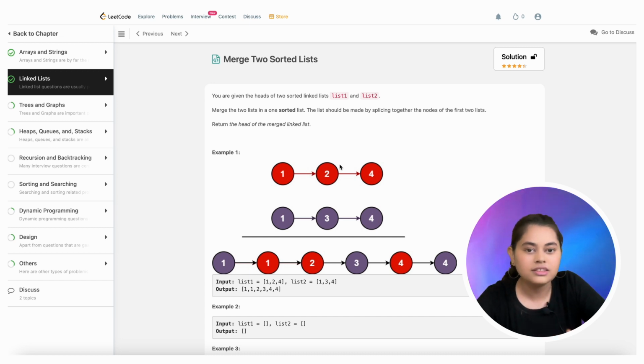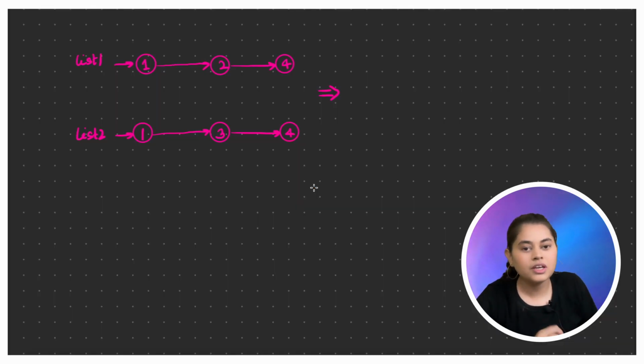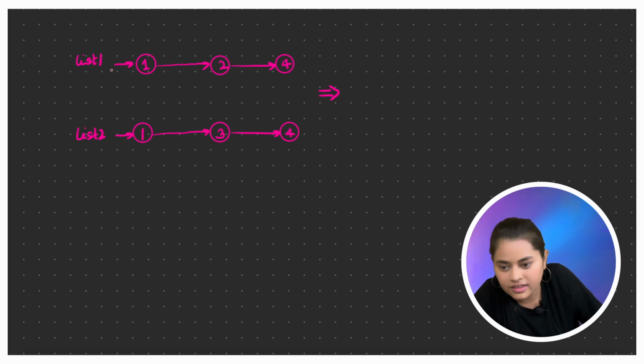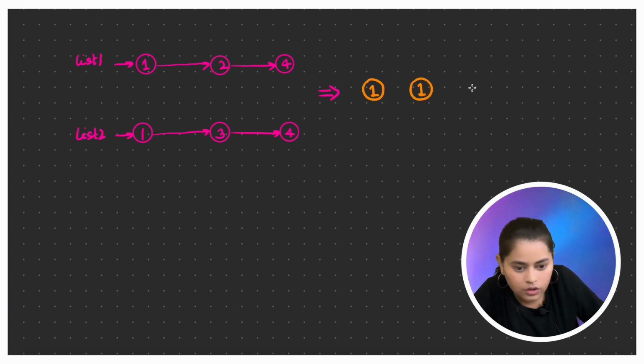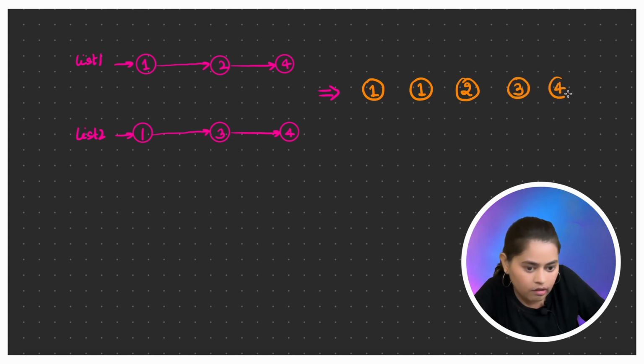Right. So first let's understand the problem, what the problem says, and then we'll see how we can solve it. In the question we have two linked lists given, list 1 and list 2. List 1 is sorted and list 2 is also sorted, and in the result we want these lists to be merged in a sorted manner. How? 1 1 2 3 4 and 4. This is what we want in our result.